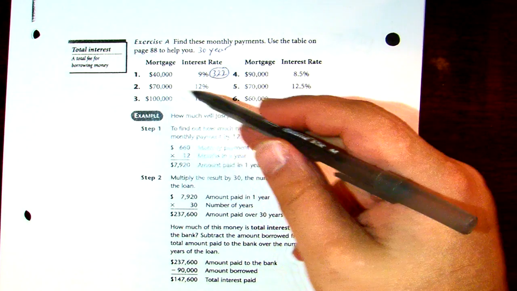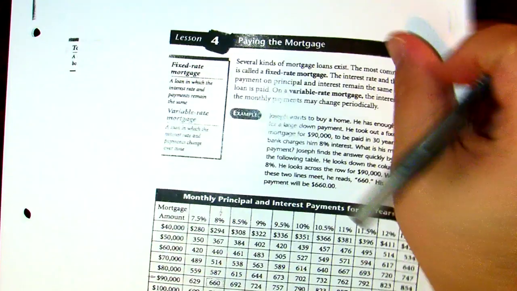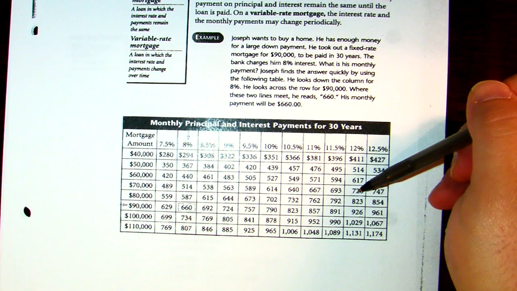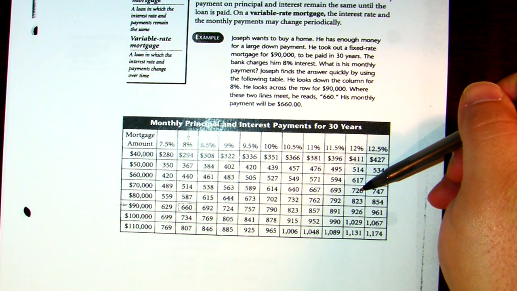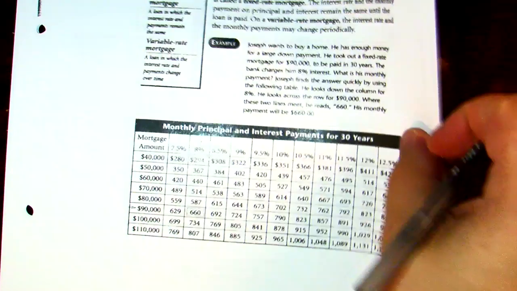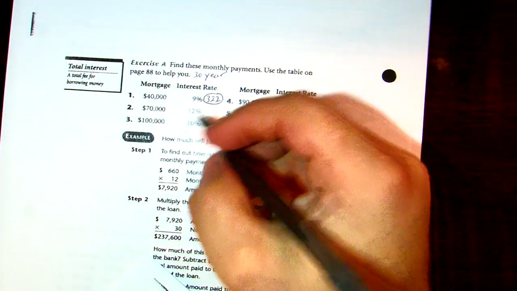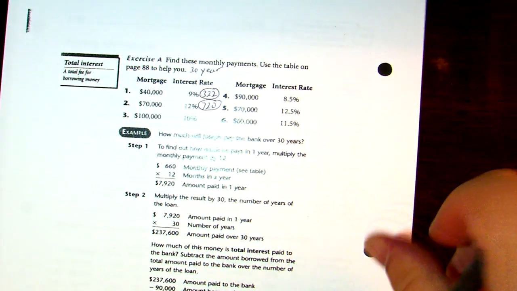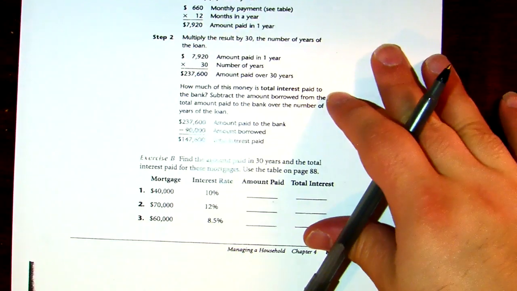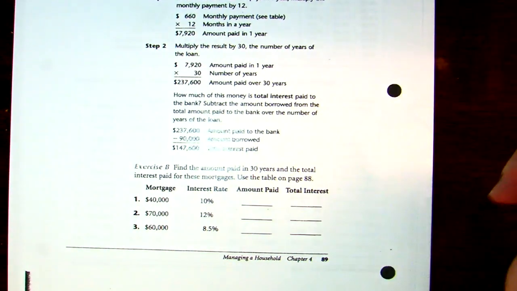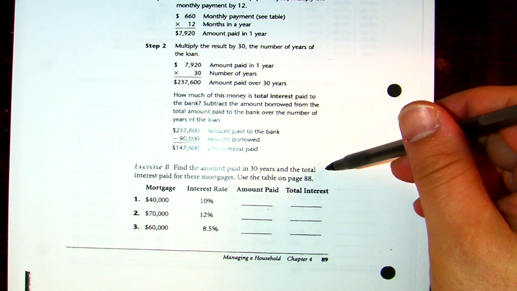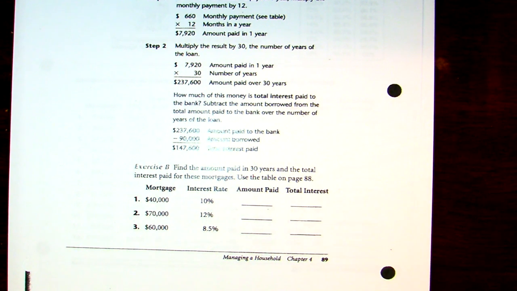Let's do one more. 70,000 at 12%. So 70,000 at 12% is $720. So that'll be 720. There you go. Not too bad. Okay? So now, exercise B says find the amount paid in 30 years. Use the table again to find the total interest paid for these mortgages.